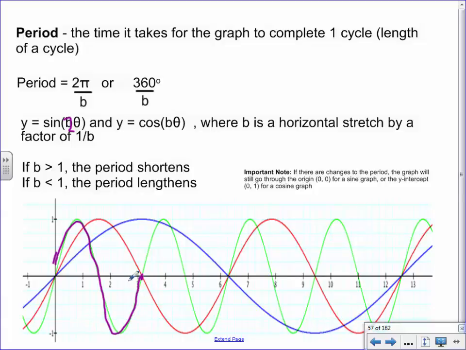Long story short, maybe I'm getting too confusing here. If you want to calculate what the period of something happens to be, all you have to do is divide by that coefficient value. So if the coefficient value is 2, cut your period in half. If your coefficient was 3, divide it by 3. If your coefficient was a half, make it twice as big.